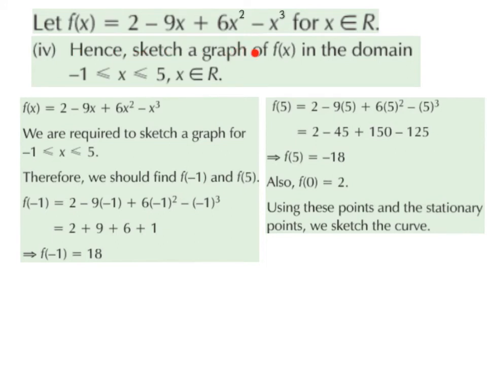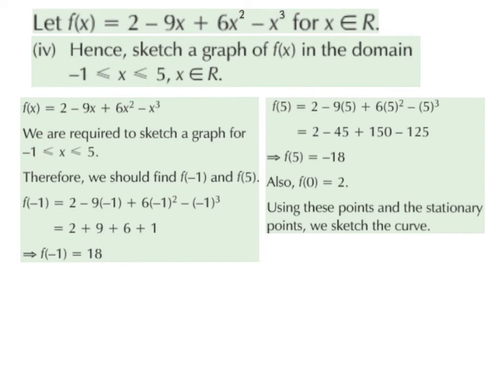Hence, sketch the graph of f of x, which is 2 minus 9x plus 6x squared minus x cubed, in the domain x values greater or equal to minus 1 and less than or equal to 5, and x is an element of the real number set. So our function is 2 minus 9x plus 6x squared minus x cubed, and we want to sketch our graph for x values greater or equal to minus 1, less than or equal to 5.